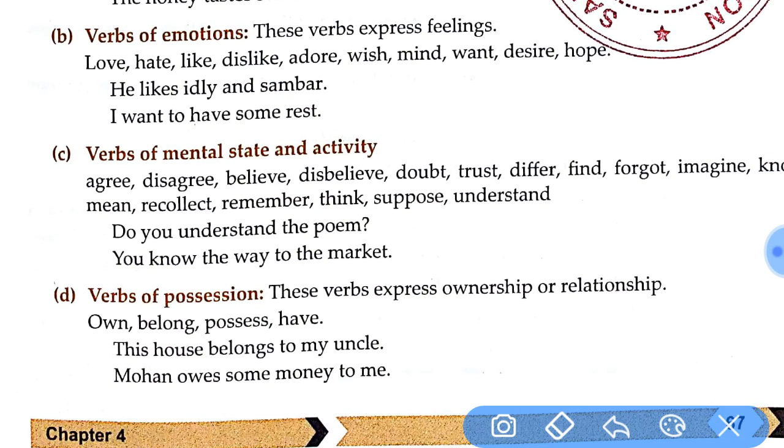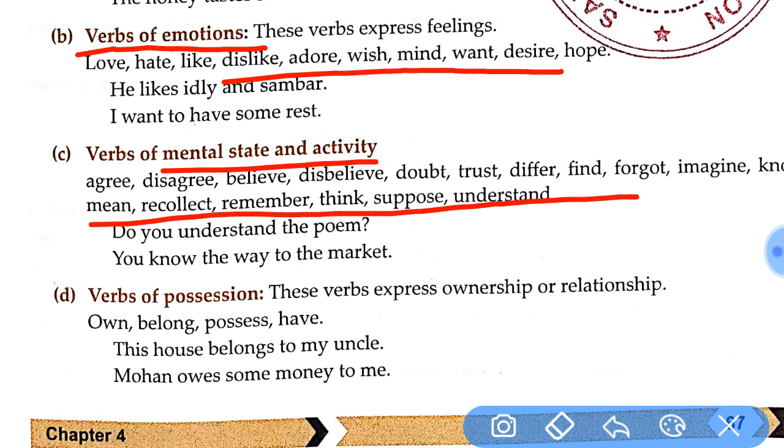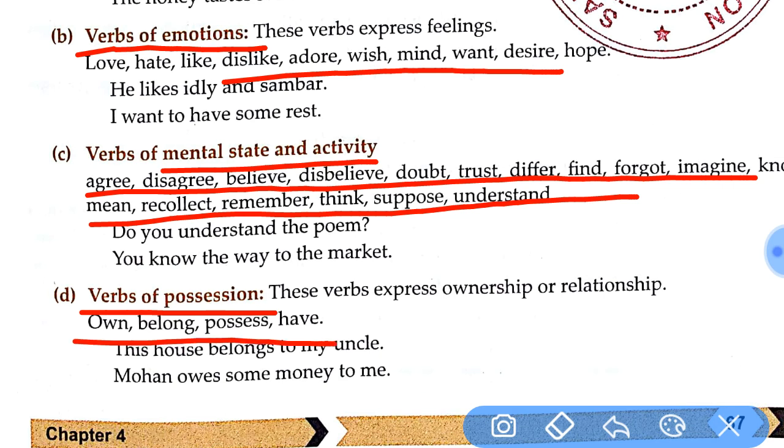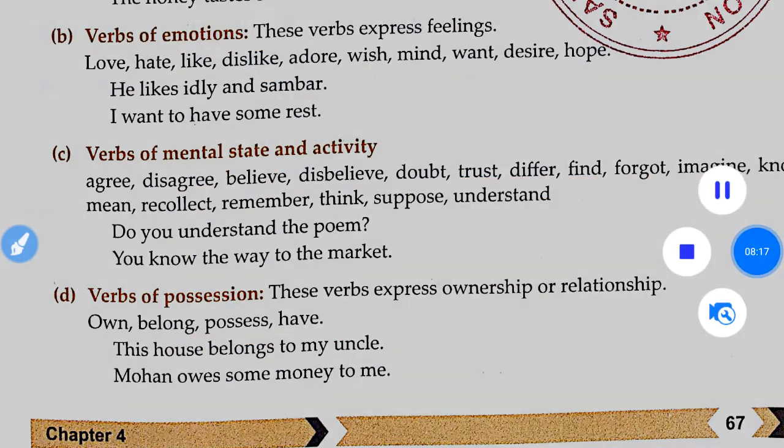Then the second one, we have verbs of emotion: like, dislike, adore, wish, mind, love, hate. All these words we do not use in an ing form. Then mental state and activity, that means recollect, mean, remember, think, understand, and plenty of these words we do not use in the ing form. Second one, verbs of possession. Again we have own, belong, possess, have. For all these words we do not use ing.